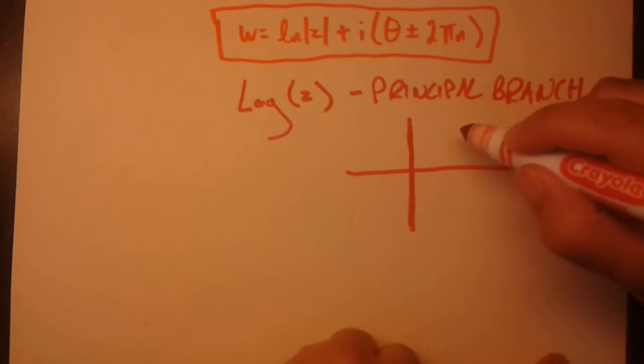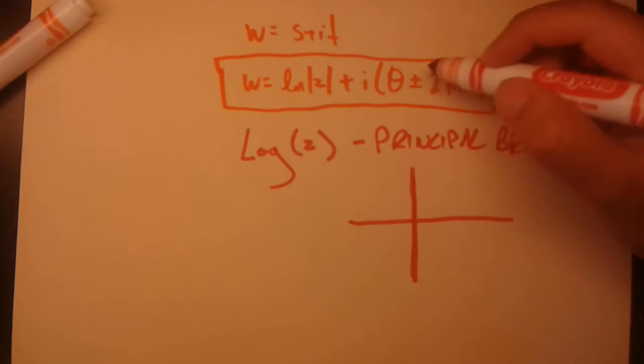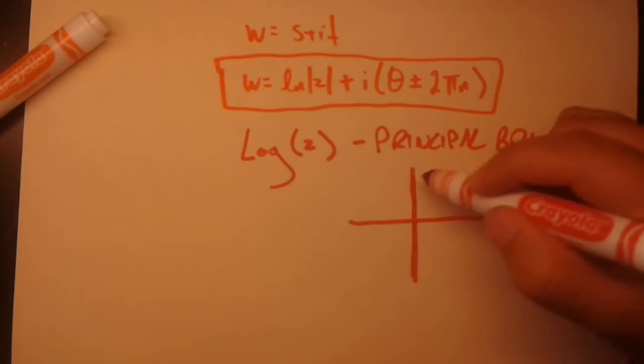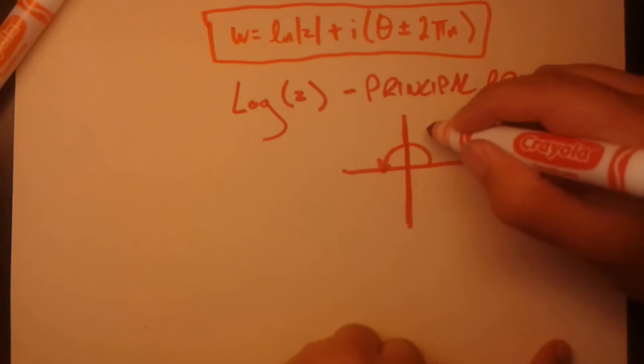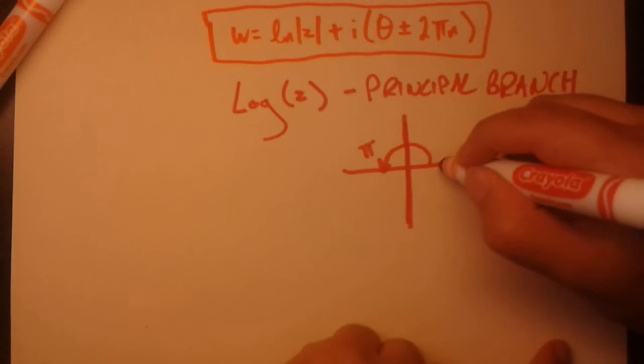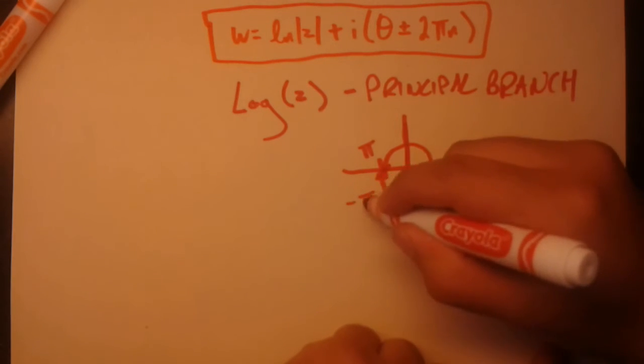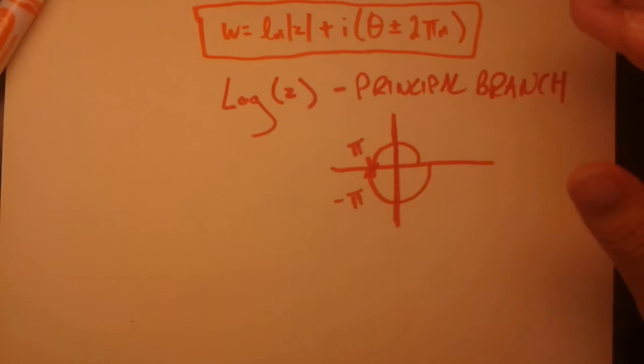Now, of course, we can let theta vary by 2 pi n. We can just keep letting it rotate around and around. But we want to restrict it. So we want to say, I'm going to restrict it here so that it can go pi in this direction, and it can go to negative pi in this direction. And those are the only possible values of theta.